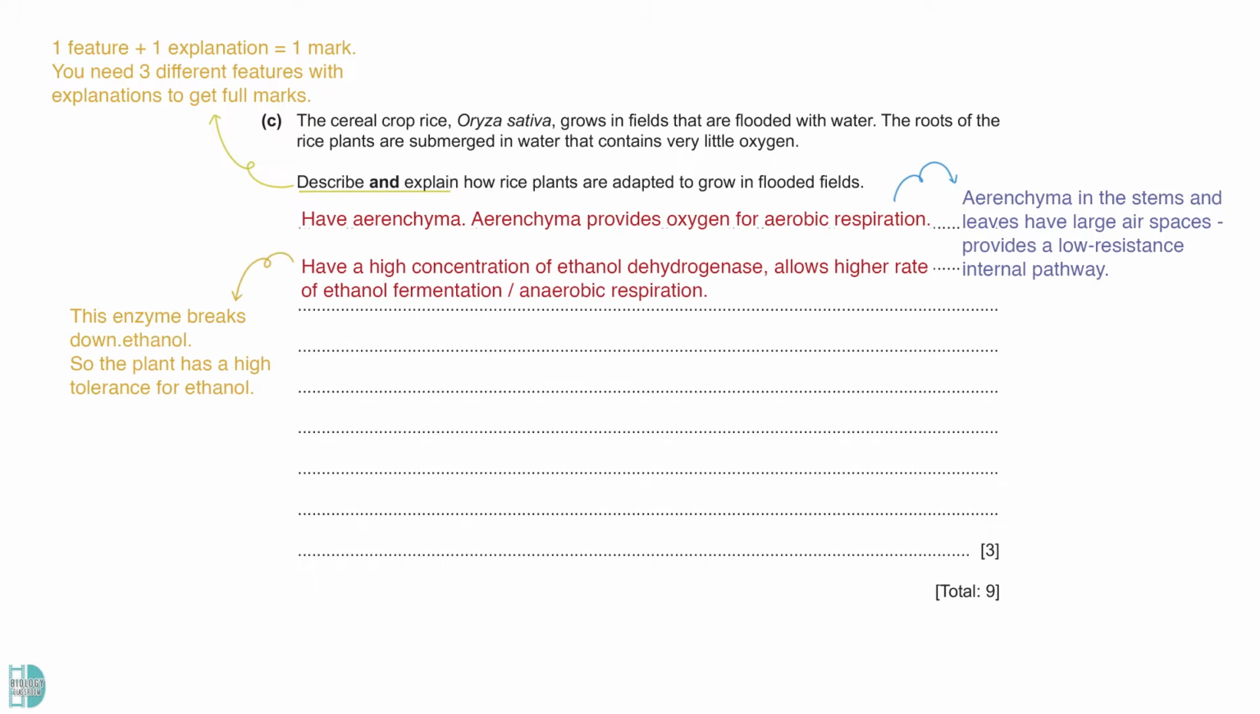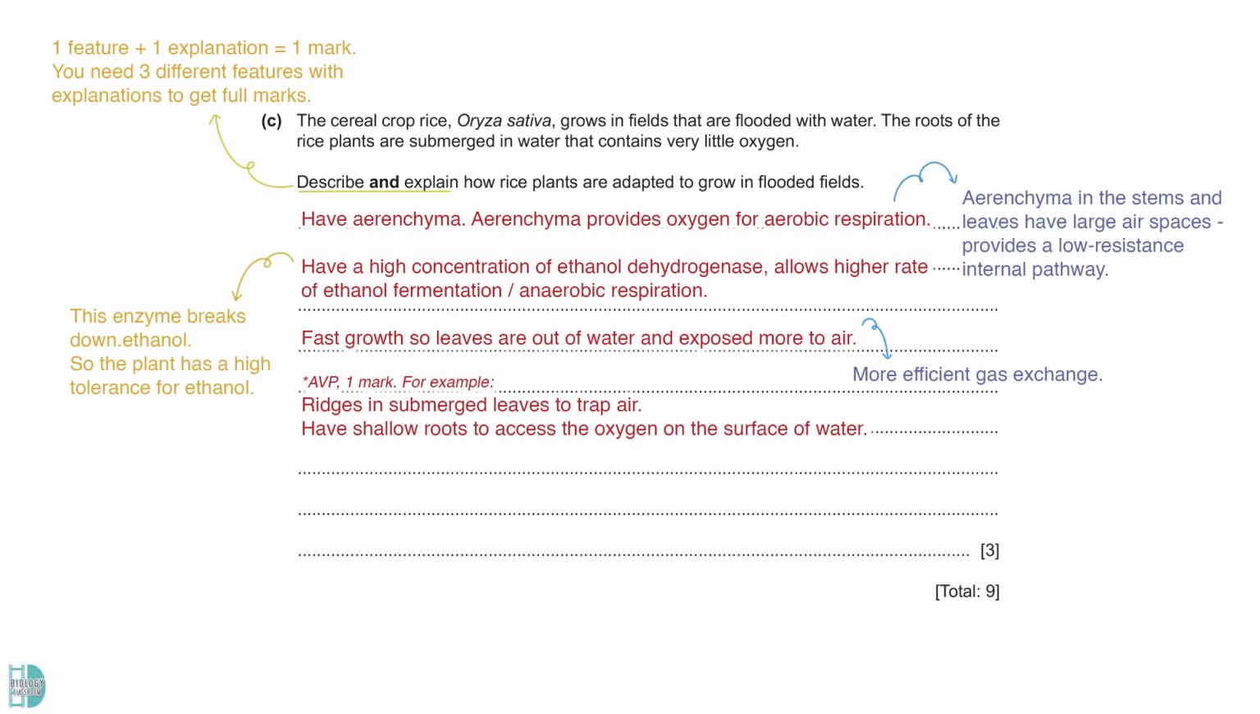Secondly, they have a high concentration of ethanol dehydrogenase. This enzyme allows the breakdown of ethanol. With a high concentration, they will exhibit high ethanol tolerance, so a high rate of ethanol fermentation will not be detrimental to the cells. They also grow very fast, so their leaves are out of water and exposed to more air. This allows them to have a more efficient gas exchange. There is a mark for AVP. For example, you can discuss the ridges on submerged leaves and shallow roots of the rice plants.